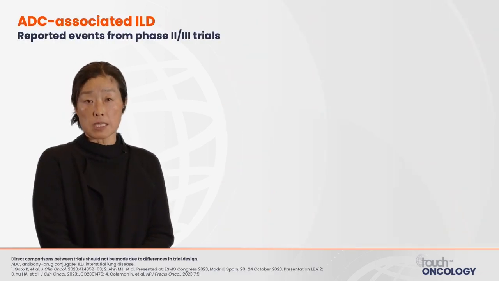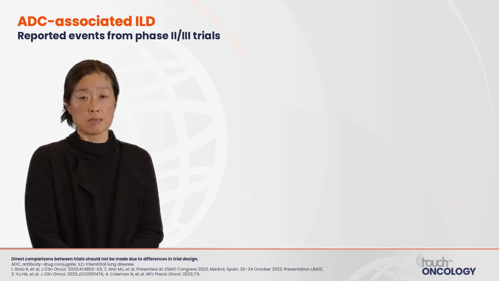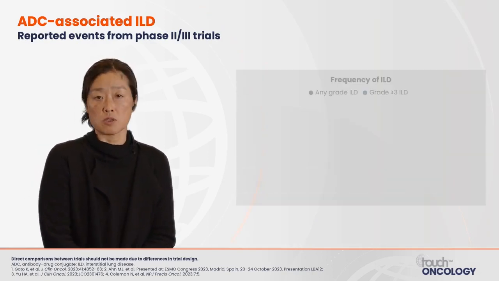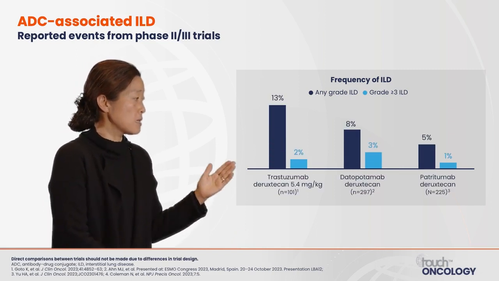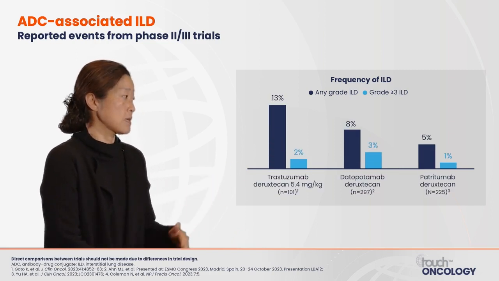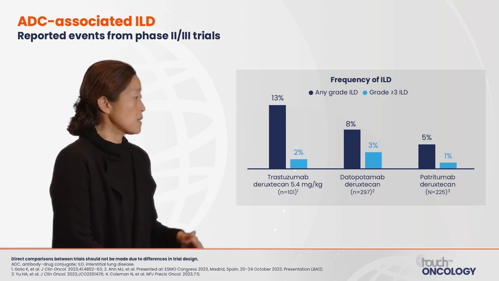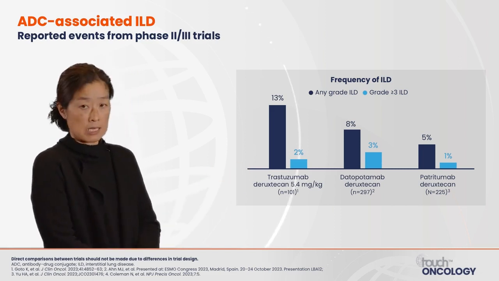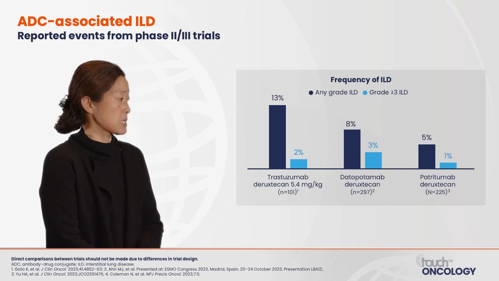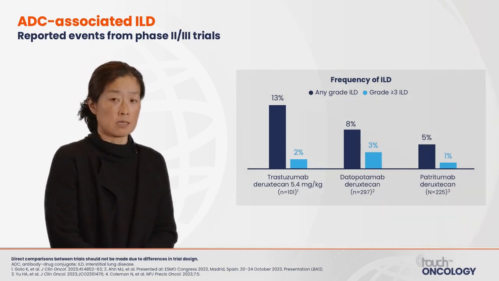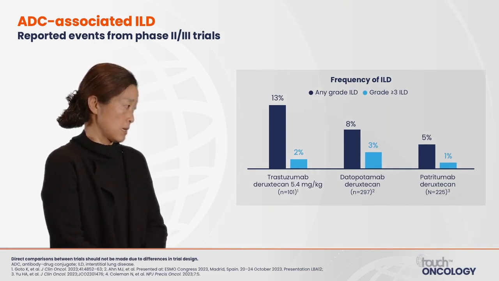Let's talk a little bit about ADC-associated ILD. This is something that's been reported across phase 1, 2, and 3 trials. And you can see here with trastuzumab deruxtecan, any grade ILD reported at 13%, grade 3 or higher, 2%. With datopotamab deruxtecan, any grade ILD at 8%, grade 3 or higher, 3%. And patritumab deruxtecan, 5% any grade ILD, 1% grade 3 or higher.